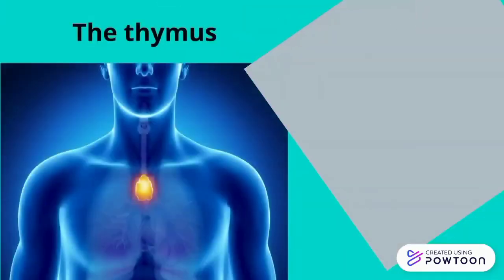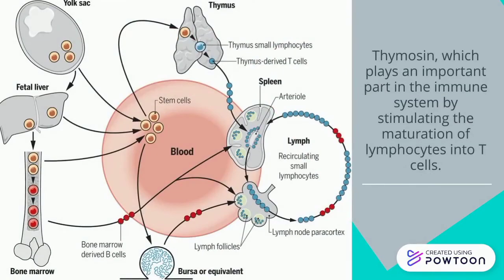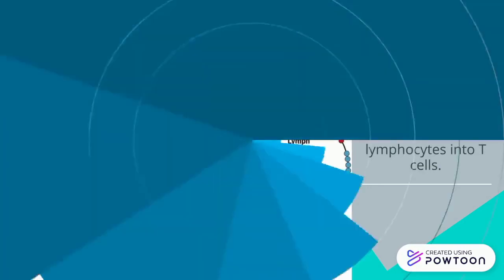The thymus. The thymus functions as part of the endocrine system by secreting a hormone that functions as part of the immune system. The secretions of the thymus include thymosin, which plays an important part in the immune system by stimulating the maturation of lymphocytes into T cells.